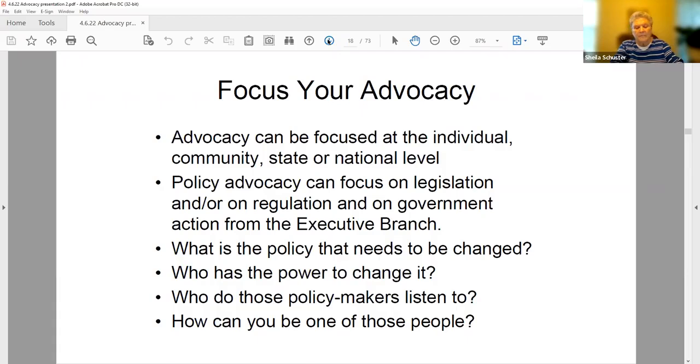Advocacy can be focused at the individual, the community, state, or national level. And it can also be focused on legislation, the statute that comes out of the legislative branch, or on regulation from the executive branch. A lot of us become interested in advocacy because of something that happens in our personal lives or in our communities, and we want to get involved. Sometimes that's trying to help out a friend, a family member, or a neighbor, and realizing that there's a systemic barrier that can only be removed through a local ordinance, state legislation, or federal law.